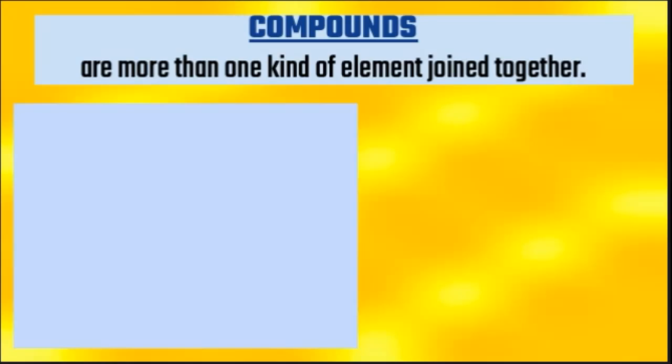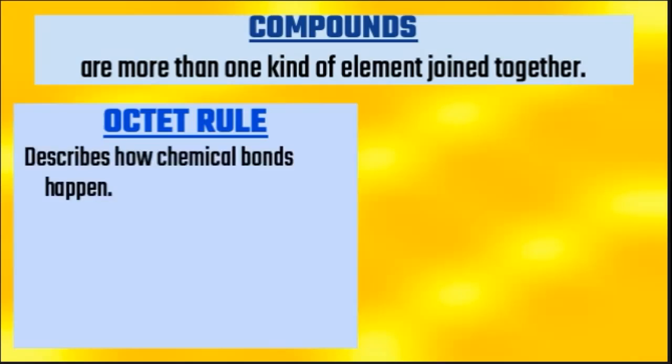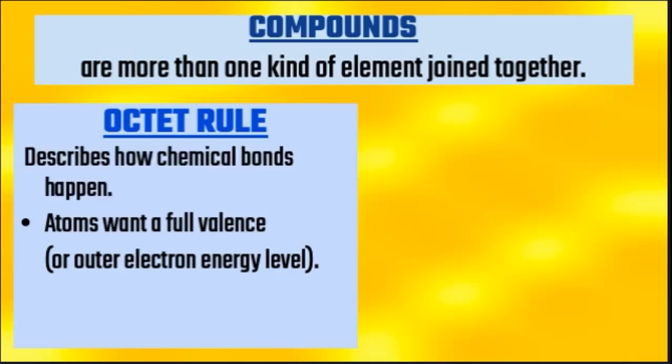And why do elements form compounds? To satisfy the octet rule. The elements join with another element to satisfy the octet rule. And this describes how chemical bonds happen. That's the octet rule. Why? Because atoms want a full valence. When we say full valence, the atom's outer electron energy level should have 8 valence electrons.